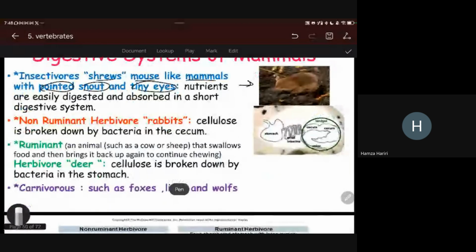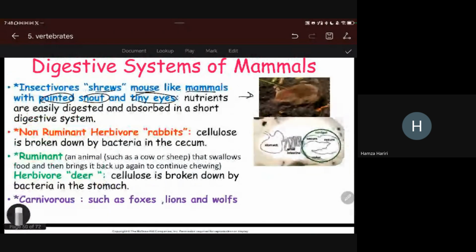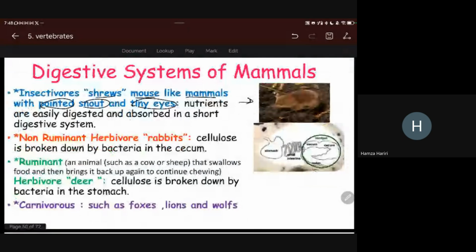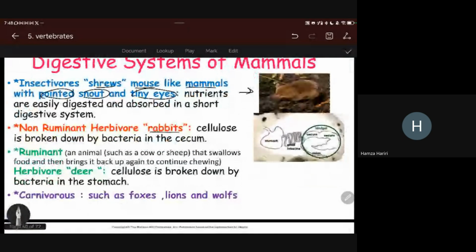Then we have the non-ruminant herbivores. Okay, the non-ruminant herbivores, like what? Like rabbits. Cellulose is broken down by bacteria in the cecum. This is a specification of it. So we have the non-ruminant herbivores, which are like rabbits.